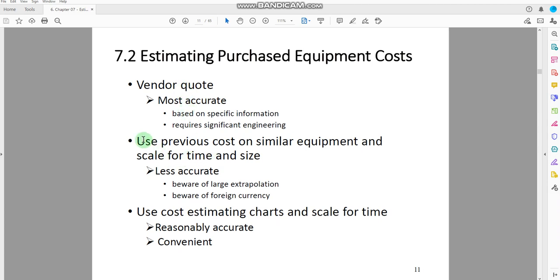The second way of getting the cost for the equipment: use previous cost on similar equipment and scale for time and use. And it can be less accurate. Beware of large extrapolation. Beware of foreign currency.